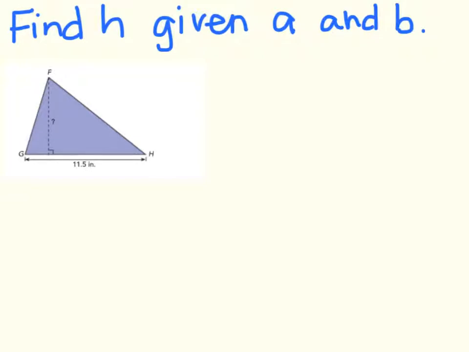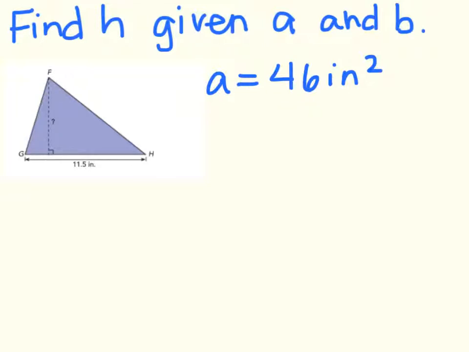Now let's find the height of a triangle if we are given its area and its base. The area of triangle FGH is 46 square inches. Find the height of this triangle.